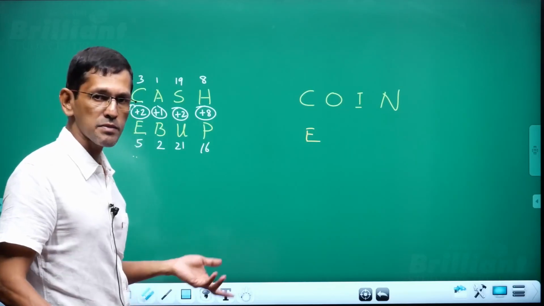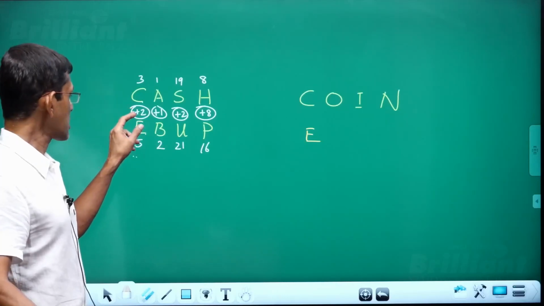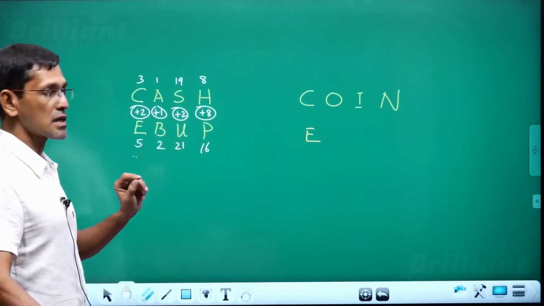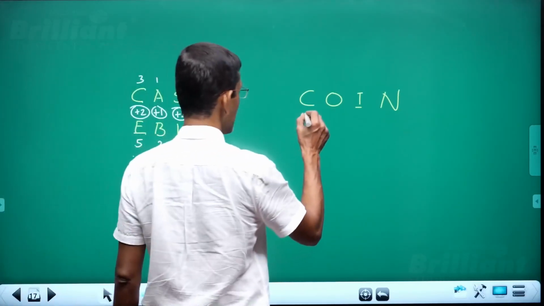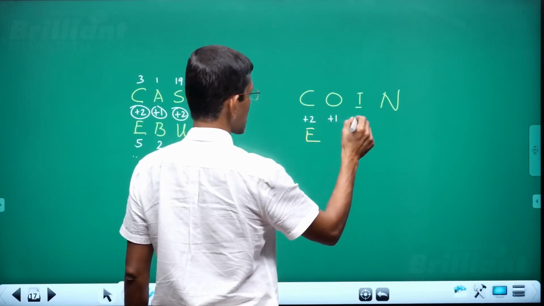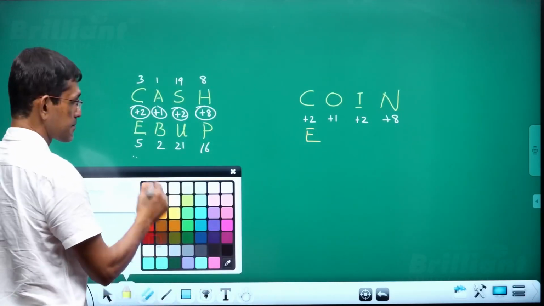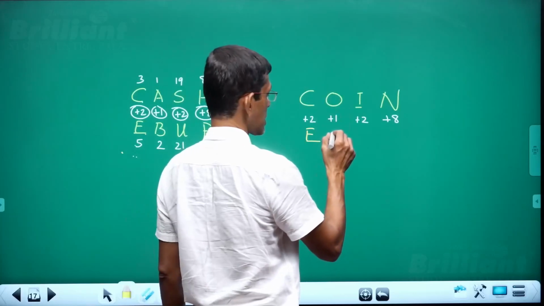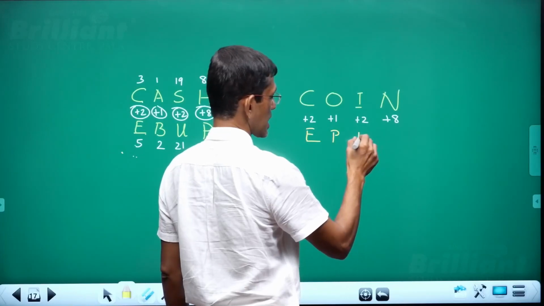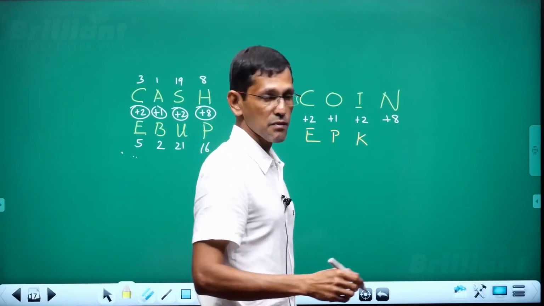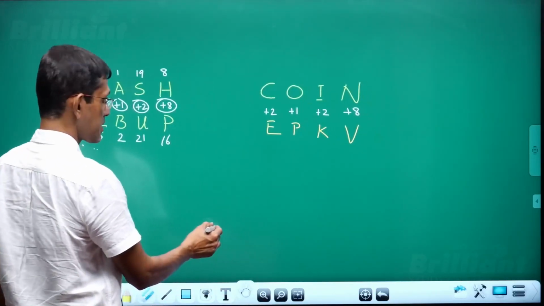However, sometimes, even though it is not a pattern, what is given here, plus 2, plus 1, plus 2, plus 8, may be repeated. That means you may have plus 2, plus 1, plus 2, and plus 8. So what we get: 15 plus 1, 16, P. I plus 2, I is 9, plus 2 is 11. N plus 8, N is 14, plus 8 is 22. EPKV. So in that case the answer is EPKV.